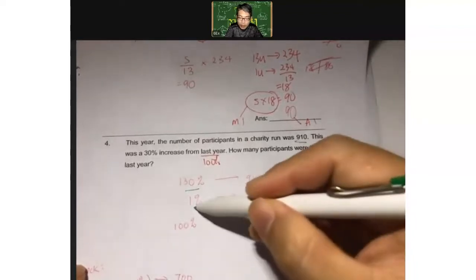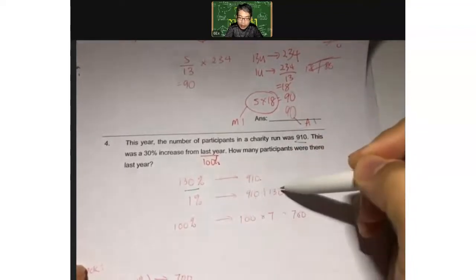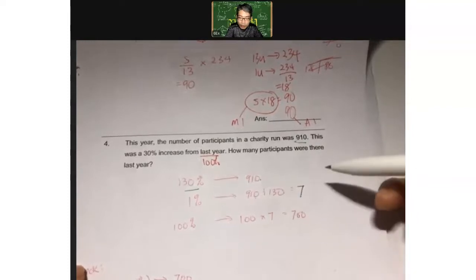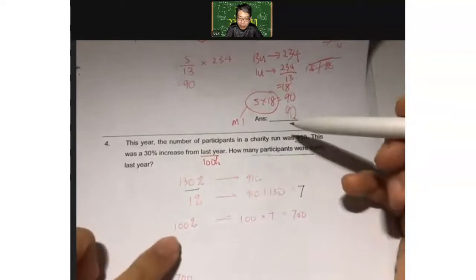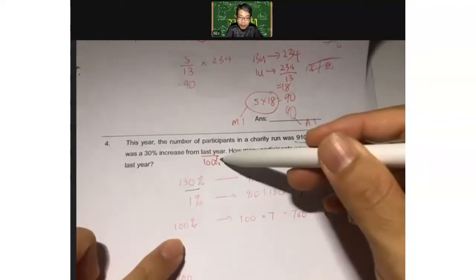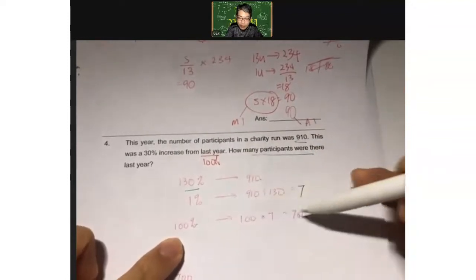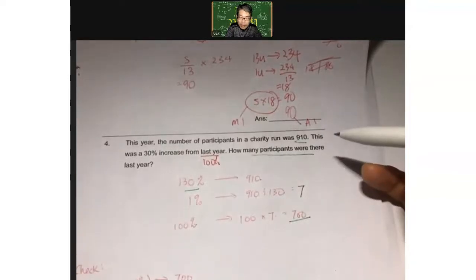Let's find what is 1%. We divide 910 by 130, you have 7. How many participants were there last year? Last year was 100%, right? So 100% is 100 times 7. You have 700 participants last year.